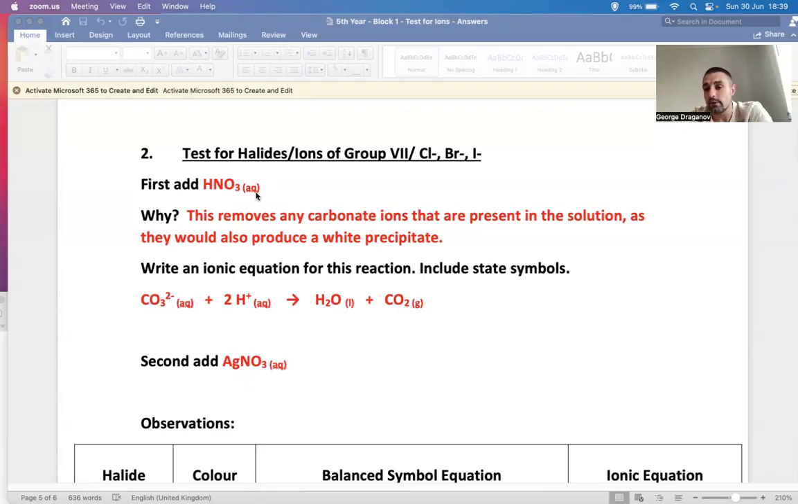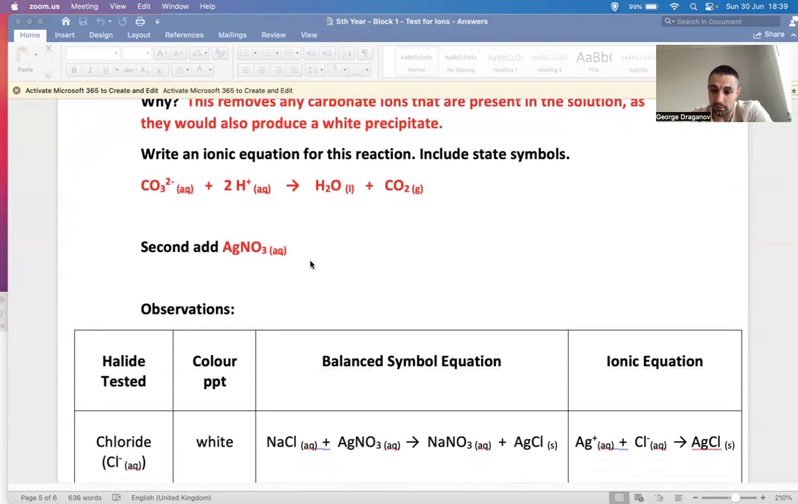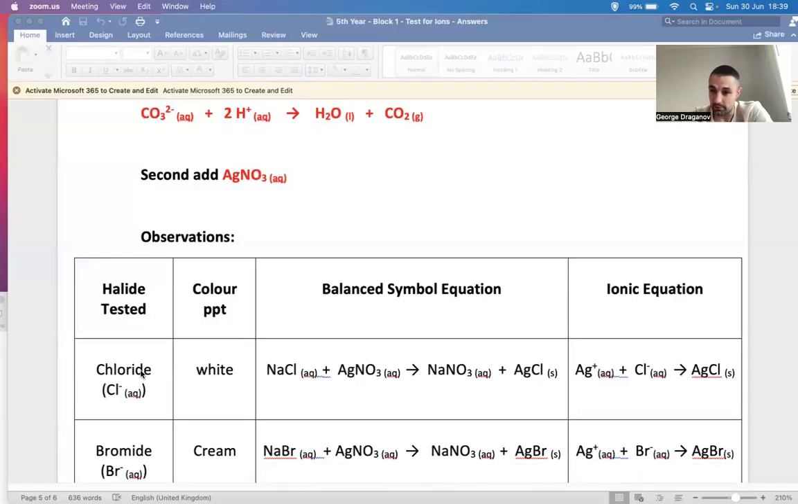Secondly, why should you add the acid first? The answer is the same as before, is to remove any carbonates, because they would just fizz. Then you wouldn't need to add a silver nitrate. The reason you do that is because carbonates can also make white precipitates with the silver nitrate. They tend to form Ag2CO3, which is silver carbonate, which is white. So that would give you a false positive for the chloride one.